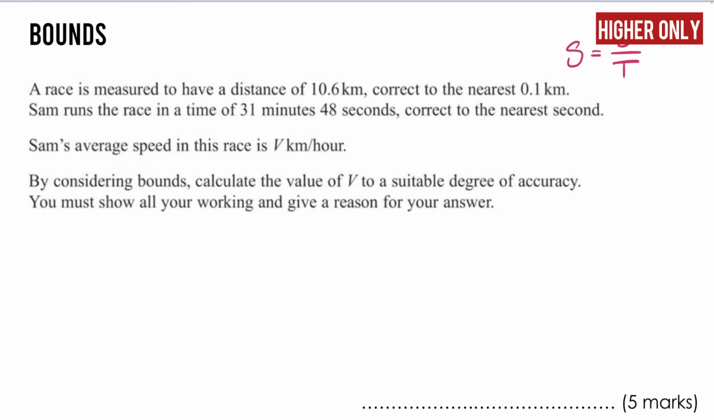Now for this one we have some quite awkward numbers. It says the distance is 10.6, correct to the nearest 0.1. So for the distance, which is between these two values, we have 10.55 and 10.65, going that 0.05 above and below.